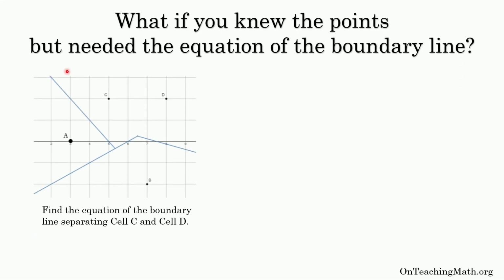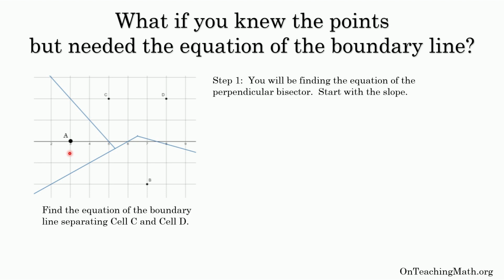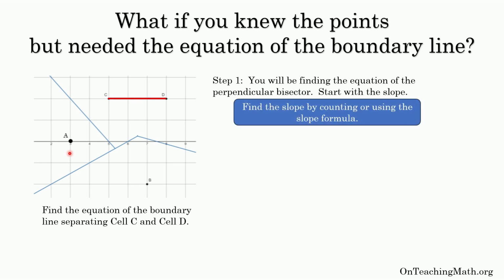Now, the other situation is you need to find the boundary line. So here we have 4 cells. Well, we have 3, but C and D need to have a boundary line. So we're going to figure out how to find the equation of the boundary line that would separate cell C from cell D. First thing to keep in mind is that the boundary line is going to be the perpendicular bisector of C and D. So we have to figure out the slope of C to D. That slope is, of course, 0. So the line we're looking for is going to be perpendicular to 0, so it's going to be undefined.